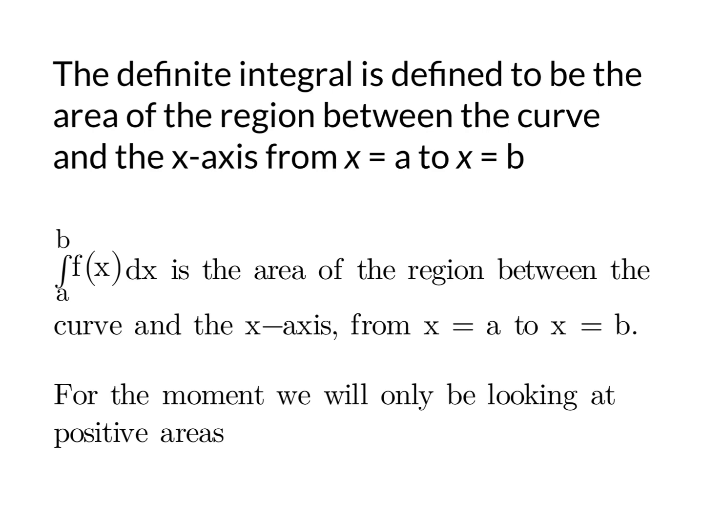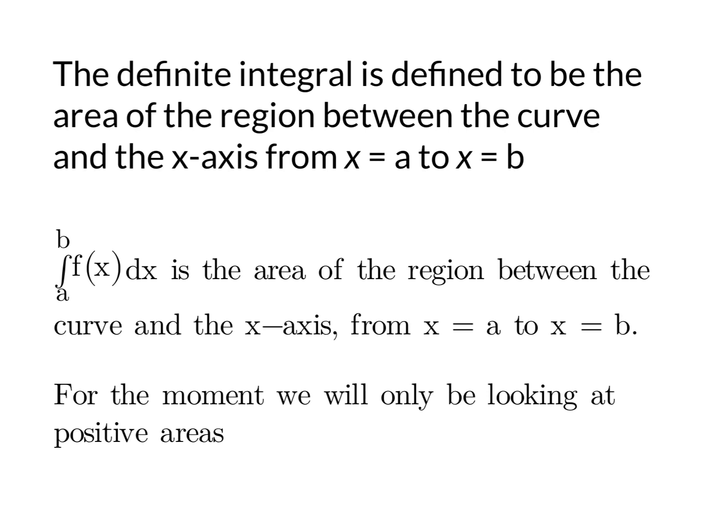So the definite integral is defined to be the area of the region between the curve, the x-axis, and between two x values, a and b. And to write it, we use the symbol for integration, which is like a curly sort of S. We write our upper value at the top, so b, and our lower value at the bottom, a.